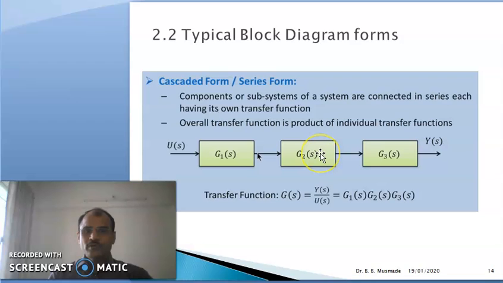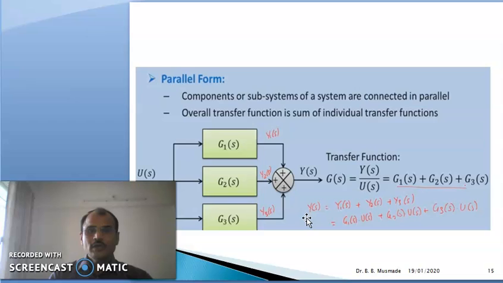Then that information goes to G2 of S. So the information coming out after the second block is U of S, G1 of S into G2 of S, and similarly it can end up with the final information. So the final transfer function is given here. G of S equals Y of S over U of S, which equals G1 of S into G2 of S into G3 of S.